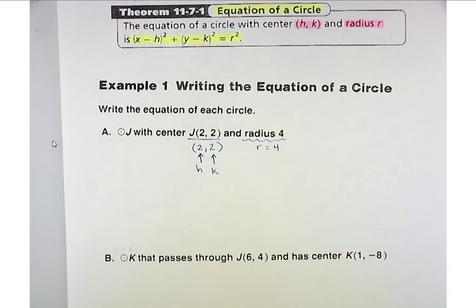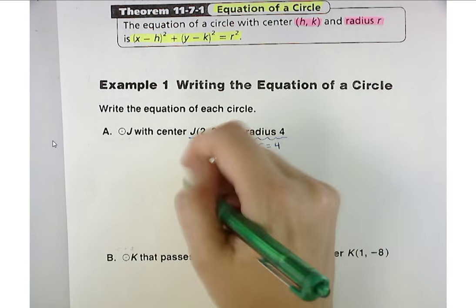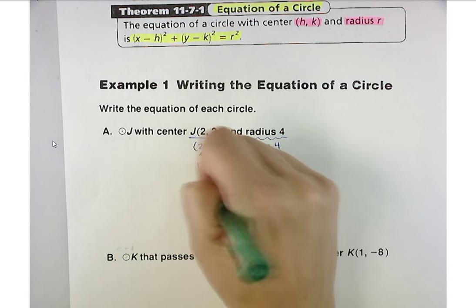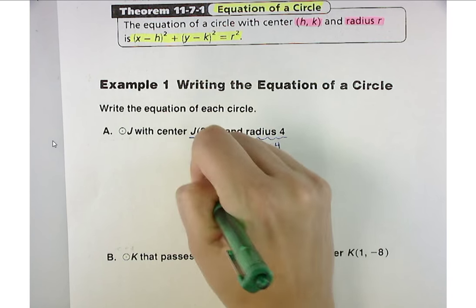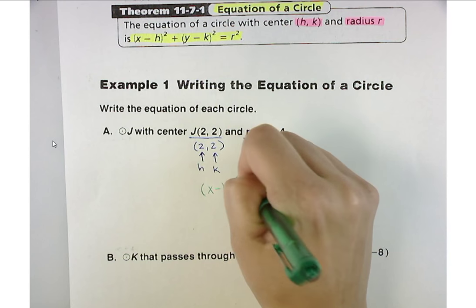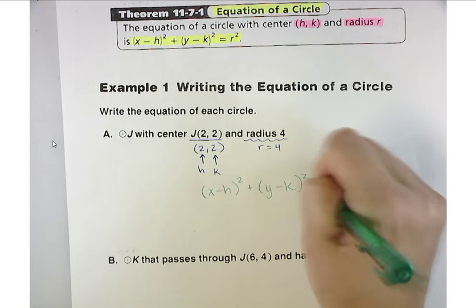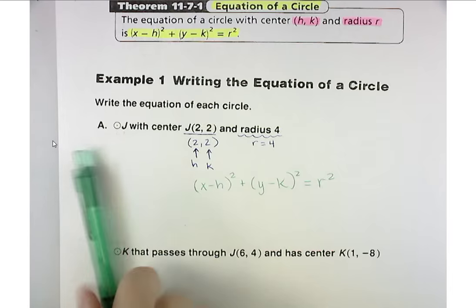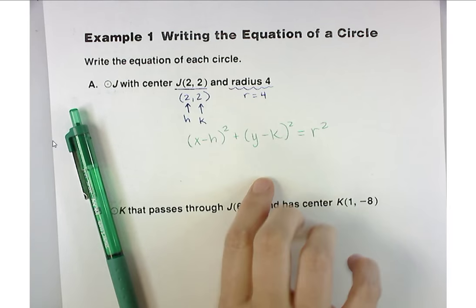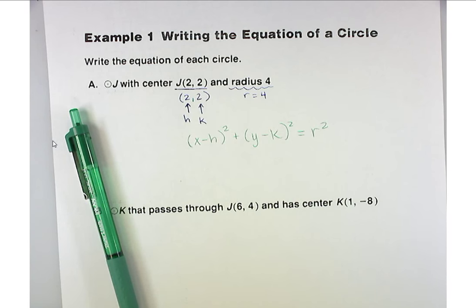So first let's write down what the equation of the circle is. So the equation of the circle is (x - h)² + (y - k)² = r². So let's see if we can substitute in those values for h and k and r. Go ahead and do that.